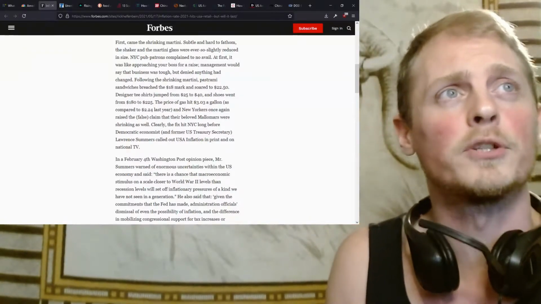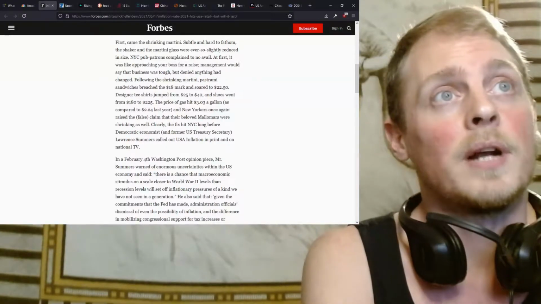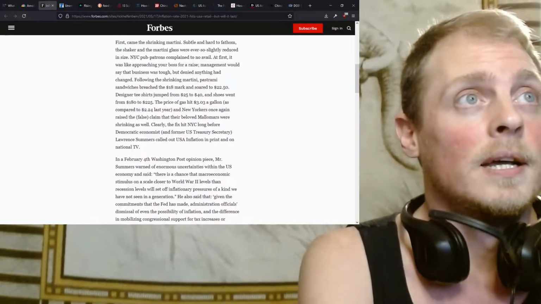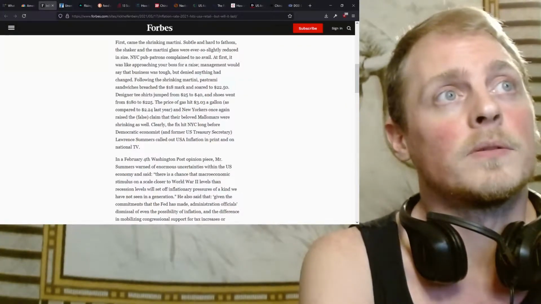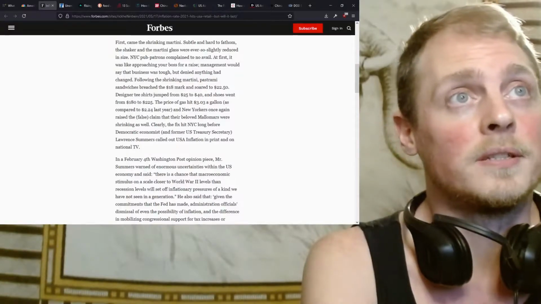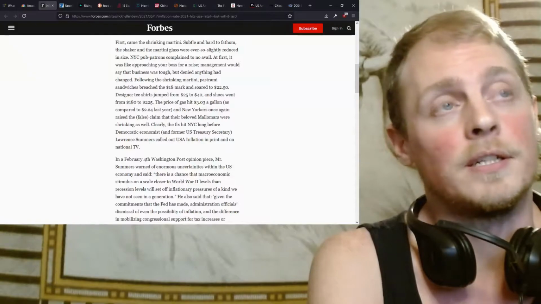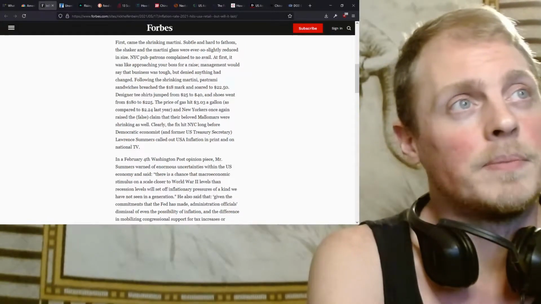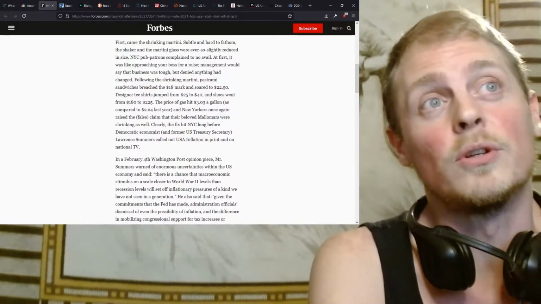So first came the shrinking martini, subtle and hard to fathom. The shaker and the martini glass were ever slightly reduced in size. New York City pub patrons complained to no avail. At first, it was like approaching your boss for a raise. Management would say business was tough, but denied anything had changed. Following the shrinking martini, pastrami sandwiches breached the $18 market and soared to $22.50.